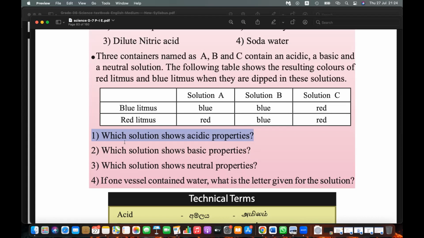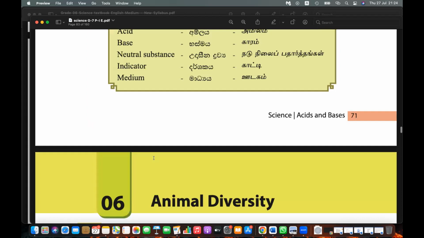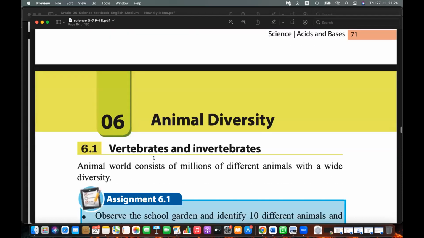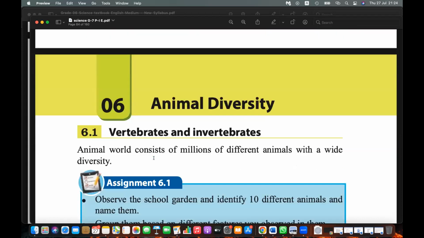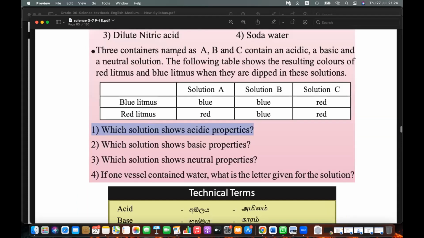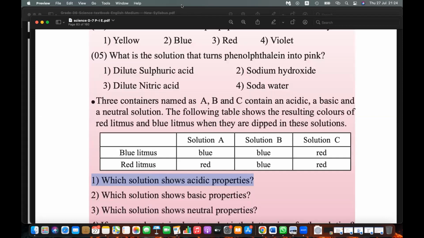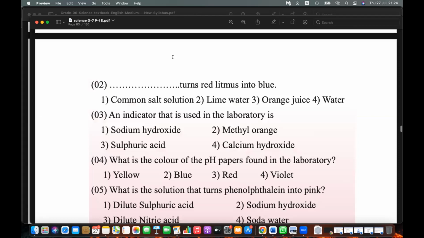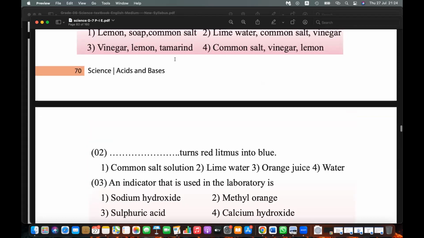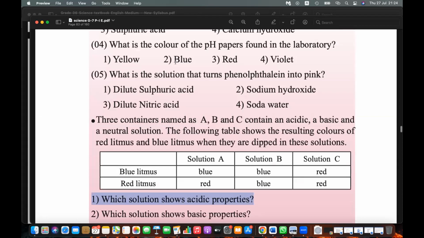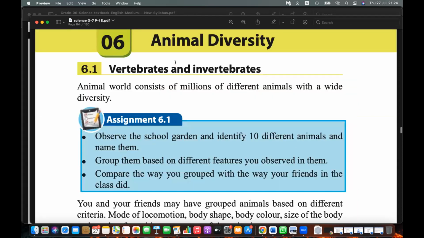So with that, we can conclude the lesson. We'll move to the next one, animal diversity, next day. Up to now we have discussed up to here. Are there any doubts you want to ask related to acids and bases? Okay, it seems everything is clear. So let's move to the animal diversity lesson next week.